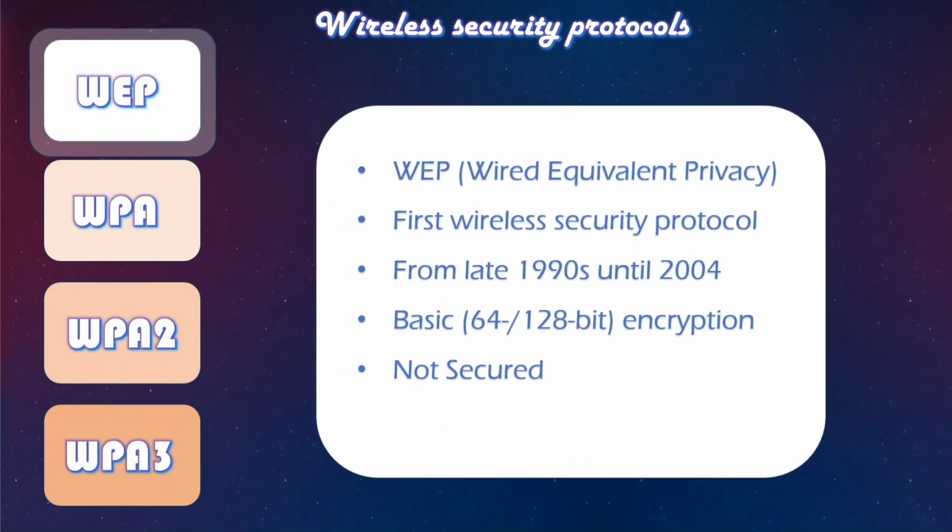The first wireless security protocol was WEP, Wired Equivalent Privacy. It was the standard method of providing wireless network security from the late 1990s until 2004. It is hard to configure and it used only basic encryptions like 64 and 128-bit. WEP is no longer considered secure and should be replaced by a newer protocol such as WPA2 described below.